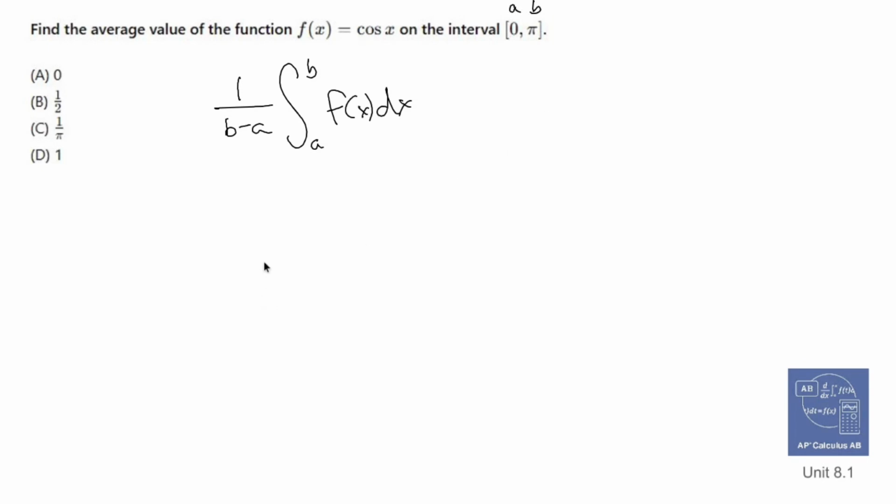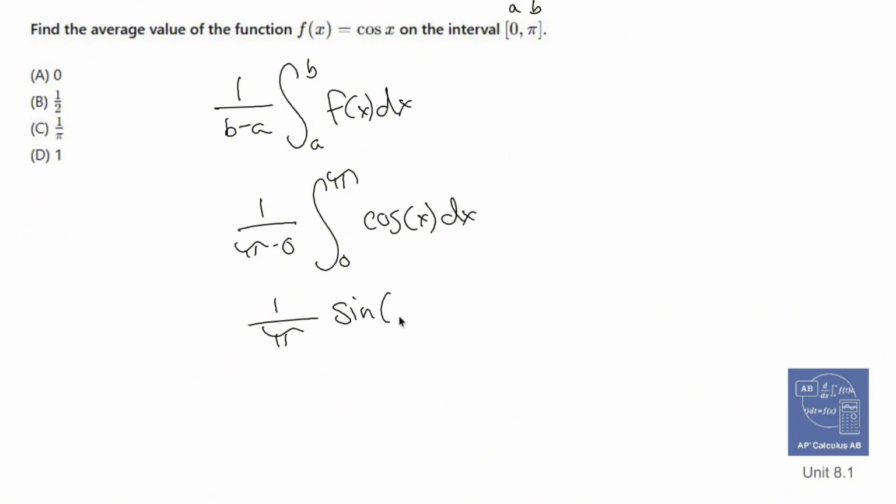So now let's plug stuff in. 1 over pi minus 0 times the integral from 0 to pi of f of x, which was cos x dx. I think I can handle what pi minus 0 is. The integral of cosine is sine, easy peasy. And then my limits are going to be 0 and pi. So let's set it up.